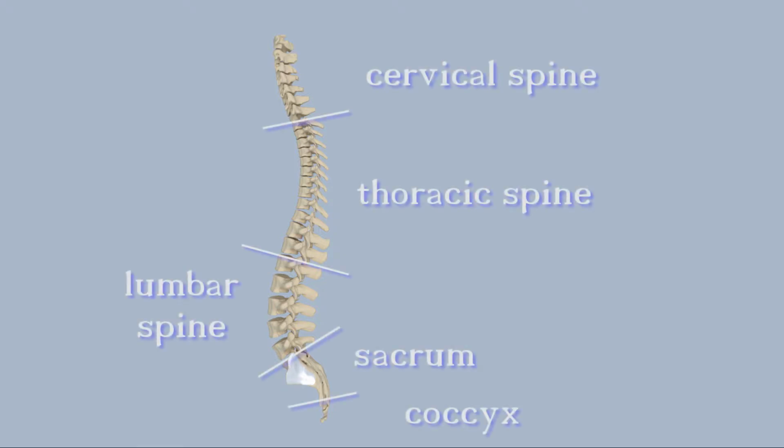The 12 vertebrae in the thorax are known as the thoracic spine. The 5 vertebrae in the low back are known as the lumbar spine. The sacrum is formed by 5 fused vertebrae below the lumbar spine, and the coccyx, or tailbone, is formed by 4 fused vertebrae below the sacrum.